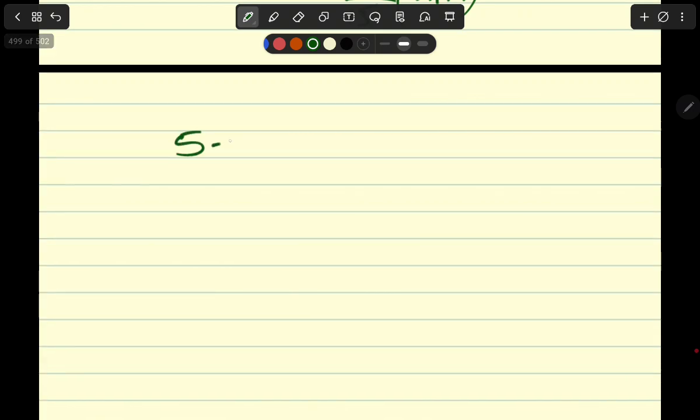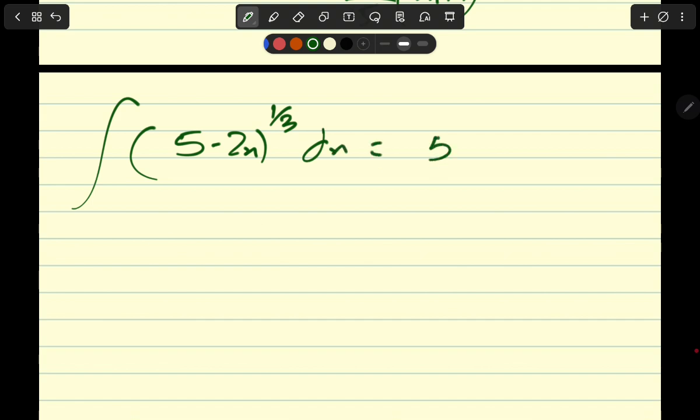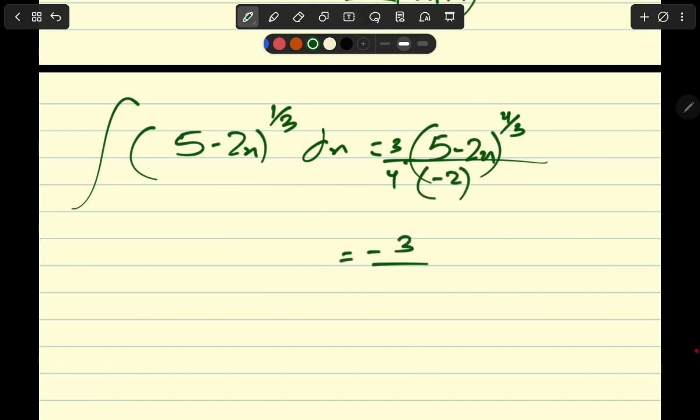Okay. Now let's do another example. What if you have 5 minus 2x raised to the power of 1 upon 3, and you integrate it with respect to x? Now it's very simple. You just keep the inner function as it is, increase the power by 1, divide by the new power, so multiply by the reciprocal of the new power, and then divide by the differential of the inner function, that is -2, right? So this is going to become -3/8 (5 minus 2x) to the power of 4 upon 3. That's it. And then you put a constant of integration as well.